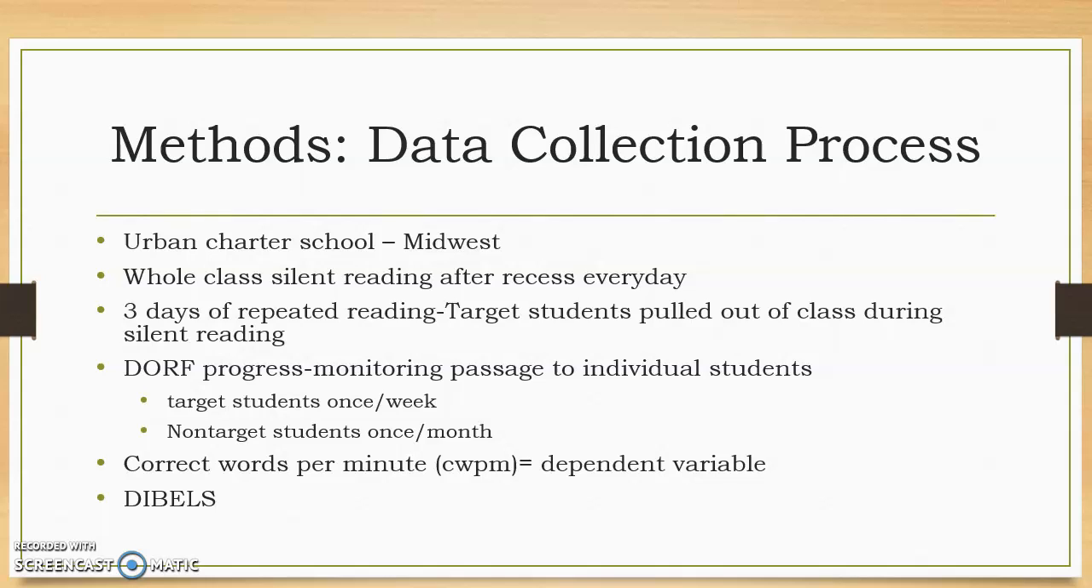During the week, there were 3 days where they pulled the target students out of class during silent reading and started their tiers of the repeated reading tests. They used a Dorf progress monitoring passage with individual students. The target students did it once a week, and the non-target students, the rest of the kids in the class, did it once per month. They also kept track of the correct words per minute when they were reading. That was the dependent variable. And then they used something called the Dybel system as well.